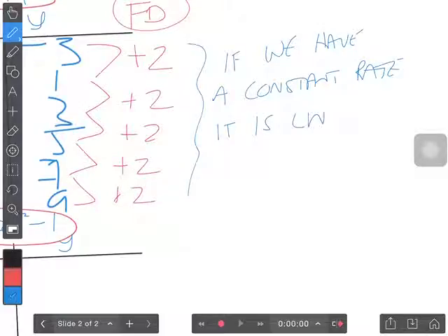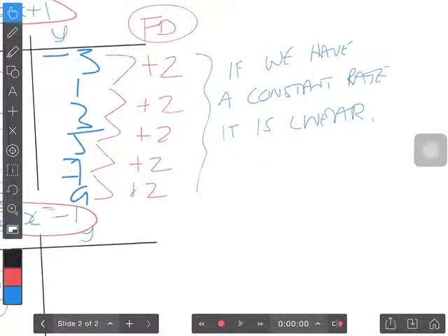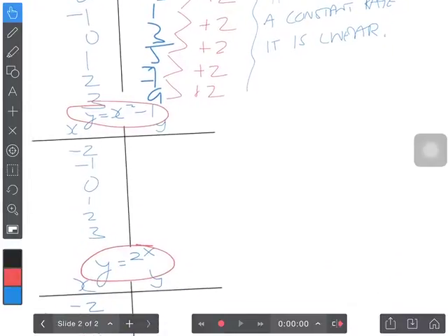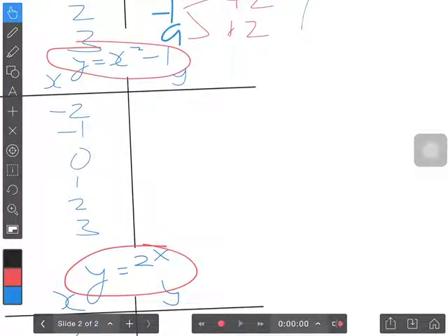It is linear. So if it's plus 7s, minus 8s, it has to be the exact same on each step, then we have a linear function. If we look at our quadratic, so I fill in my table here, so that would be a 3, 1 minus 1 is 0, negative 1, 3, 4, oops, my mistake, should go 0, 3, and 8.